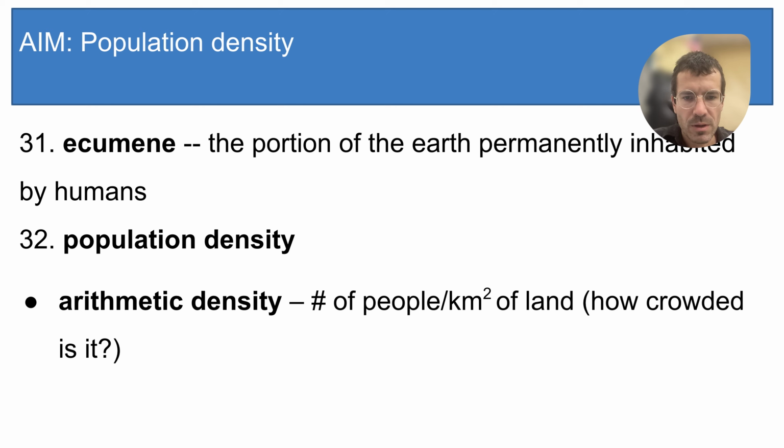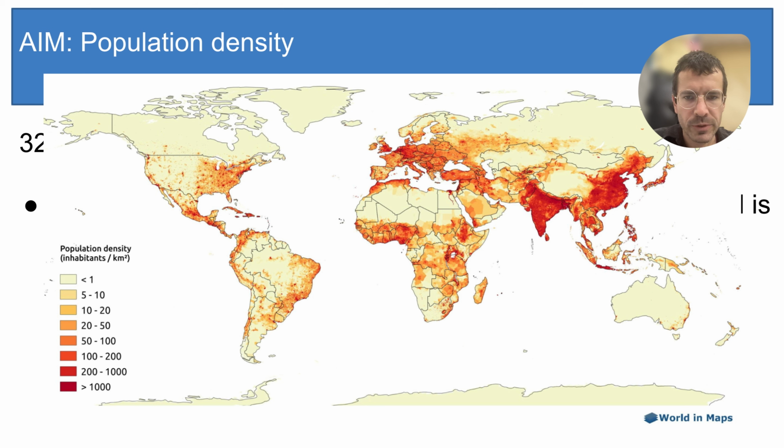All right, take a look at this map, which shows arithmetic densities around the world, and see if you can find some of the places with the highest densities. My eye is drawn to this area, which is northern India, and also over here in coastal China. These are the two regions with the highest arithmetic densities in the world. They're highly urbanized, very crowded areas. What other regions can you identify with high arithmetic density?